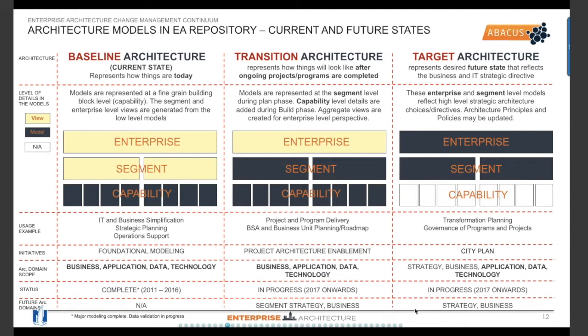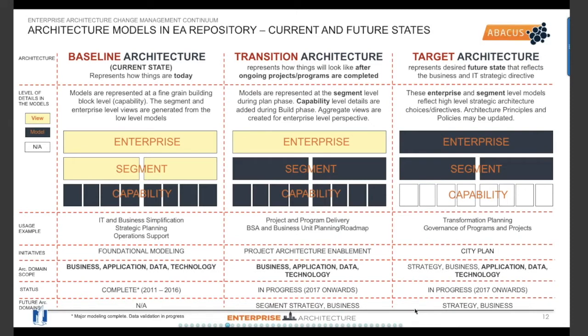What Abacus is also allowing us to do, I drew this picture to show you how we manage our architecture. On the left side, you can see the baseline architecture that represents current state. As you see in TOGAF, there are 3 levels of architecture: enterprise, segment, and capability. We maintain the current state data at the lowest level of granularity so that we can have a lot more insight, but we also use that lowest level data to really create views at the enterprise and the segment level.